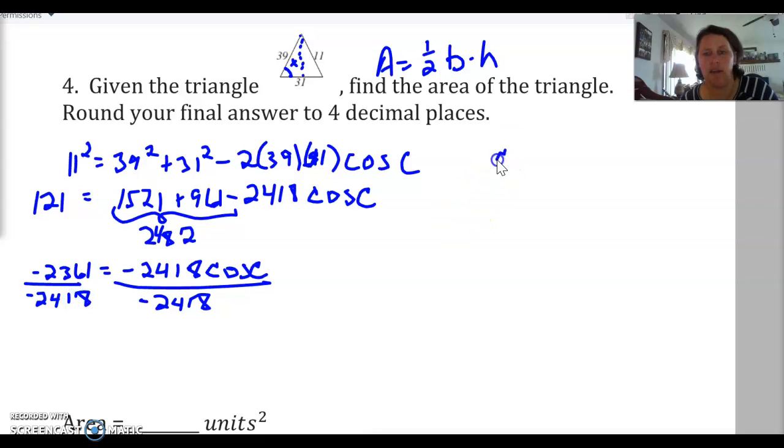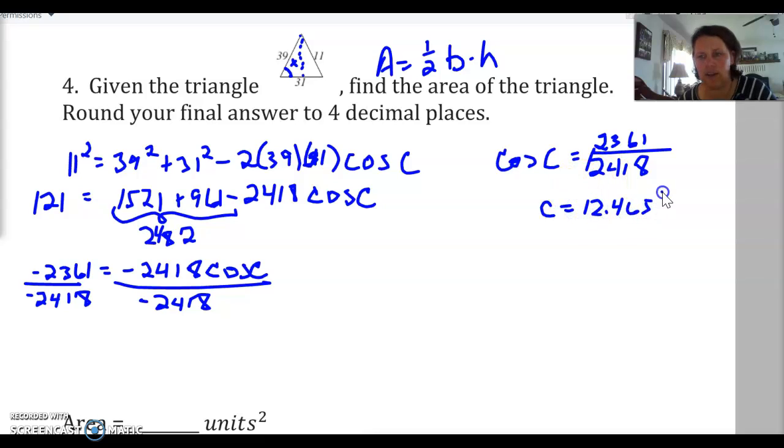And then I had the cosine of C is equal to, I didn't write down my decimal, that's why. Well, I just had 2361 over 2418. And then we take the inverse cosine of that, and you should end up with C equals 12.465 degrees. So that answer right there is what we can put in for that angle. So that angle equals 12.465 degrees.